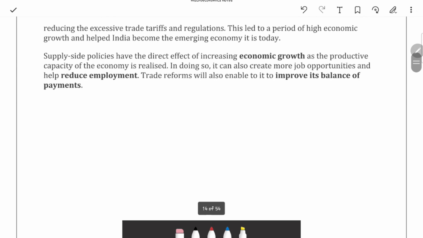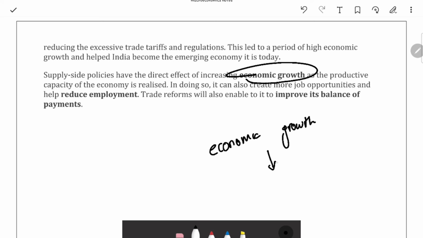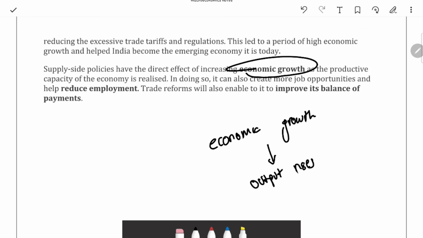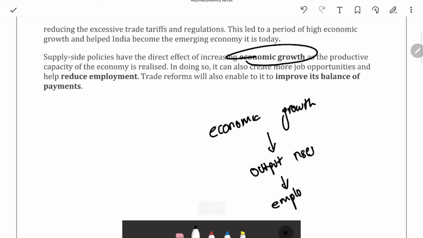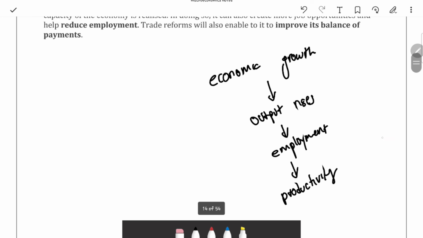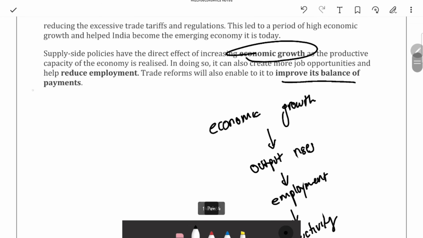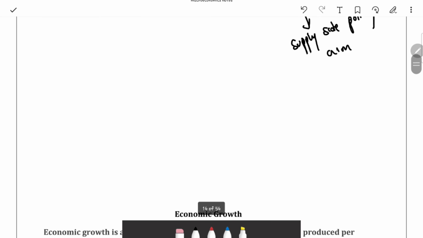Now it says here that supply side policies have a direct effect on increasing economic growth. As I told you, it's directly having a look at economic growth, because economic growth, remember, looks at output. When the output rises, we have more employment, because we need more workers to make those products. When there's more employment, there's more productivity. That's the aim of this entire supply side policy. So you can see the chain, and this therefore will improve the balance of payments too. So there you go, that is supply side policy.